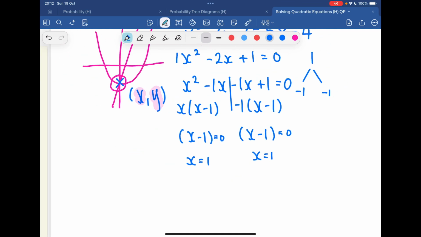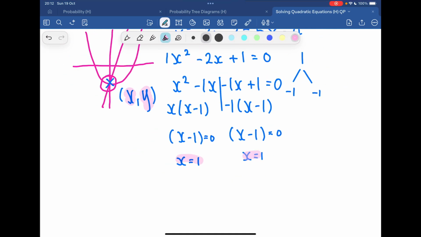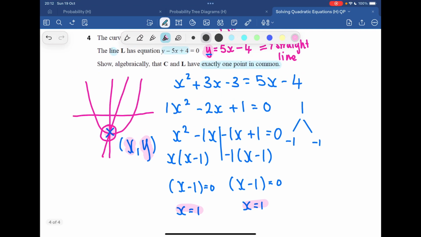This shows us that there is only one value of x that will satisfy this coordinate, where the y values are equal. There will be no 2 points that share coordinates, so they do not intersect anywhere else, and therefore they have exactly 1 point in common, as required.